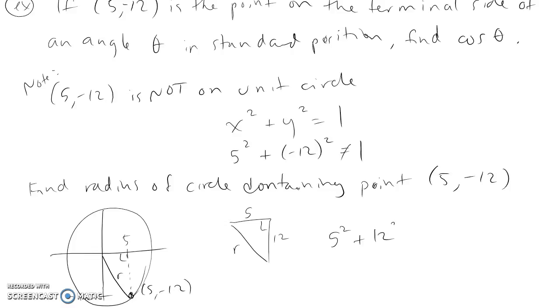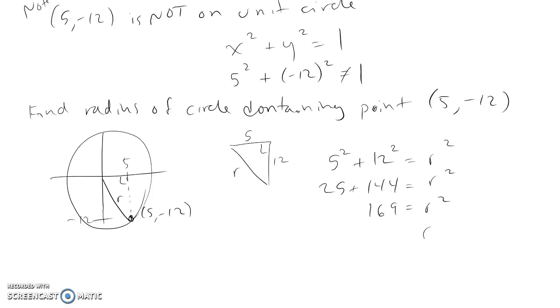So we know that 5 squared plus 12 squared is equal to r squared. That's the same thing as 25 plus 144 is r squared. That's 169, which is r squared. And r will be 13. The radius is always a positive number. So, since cosine of some theta is x over r, whatever that radius is, we now have x is 5, remember that I'm getting that from up here, and r is 13. So that's the value of cosine of that angle.